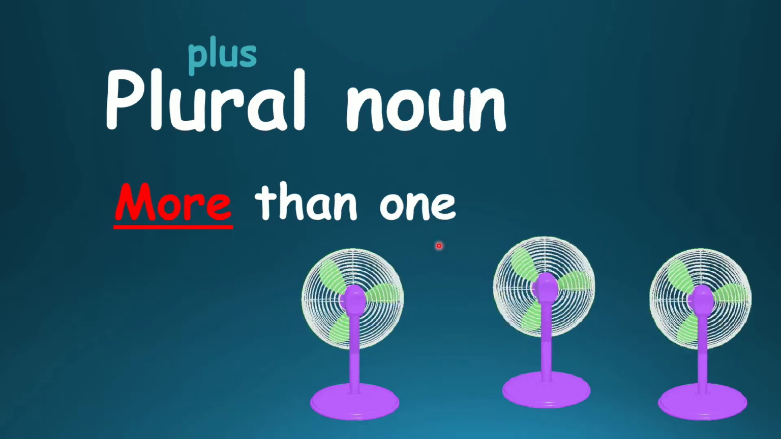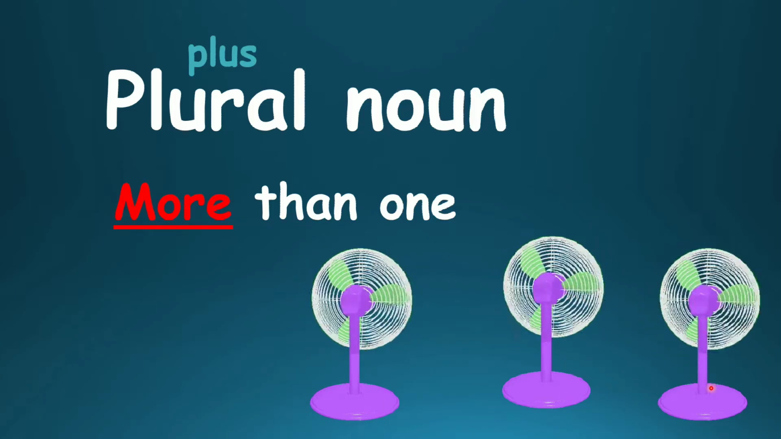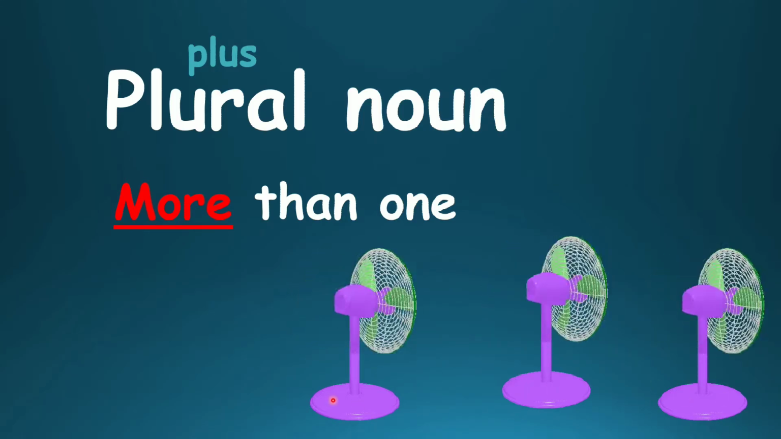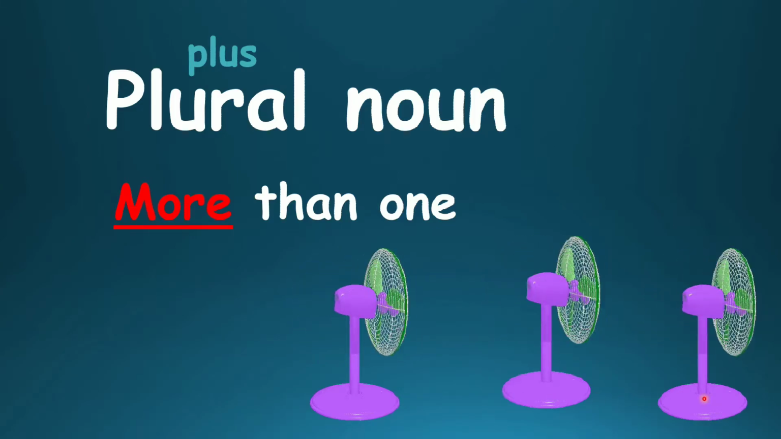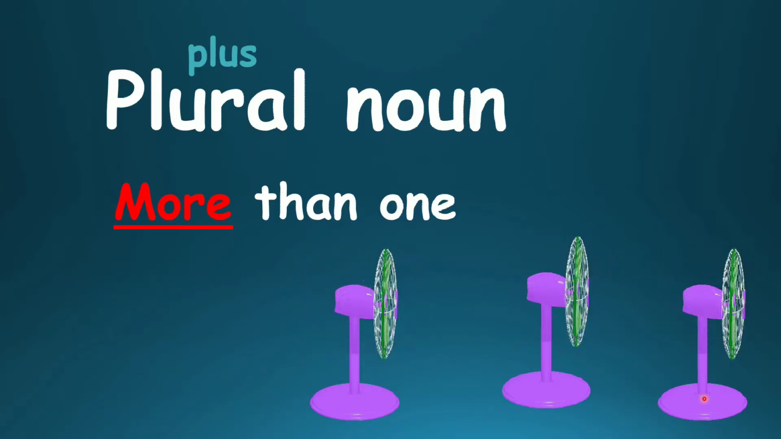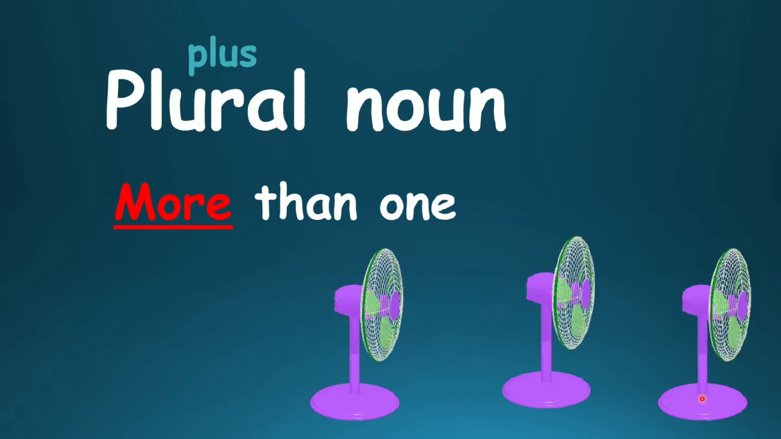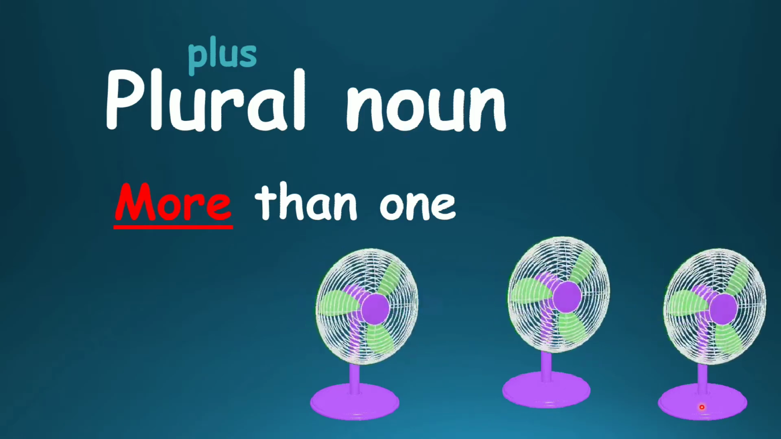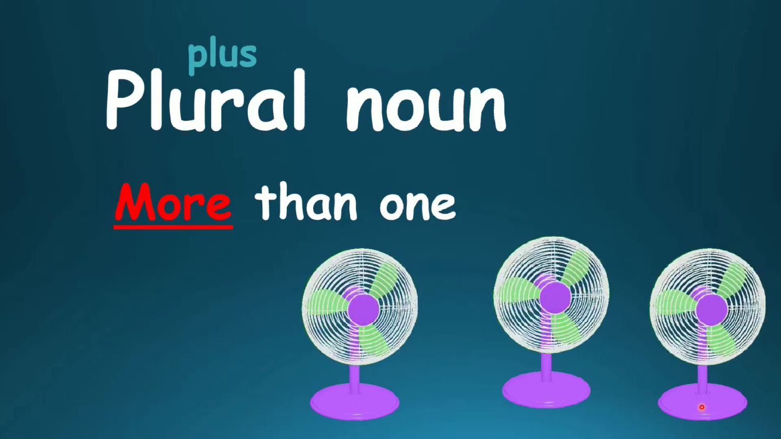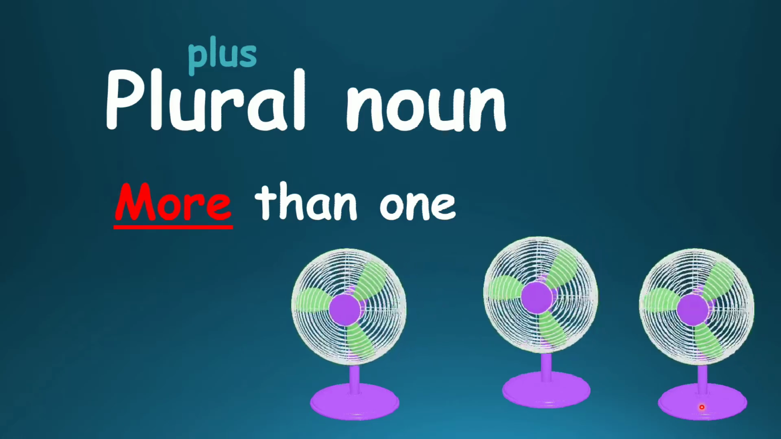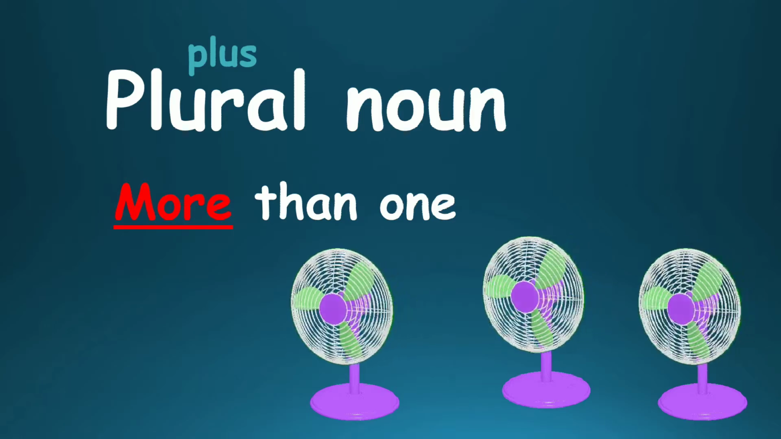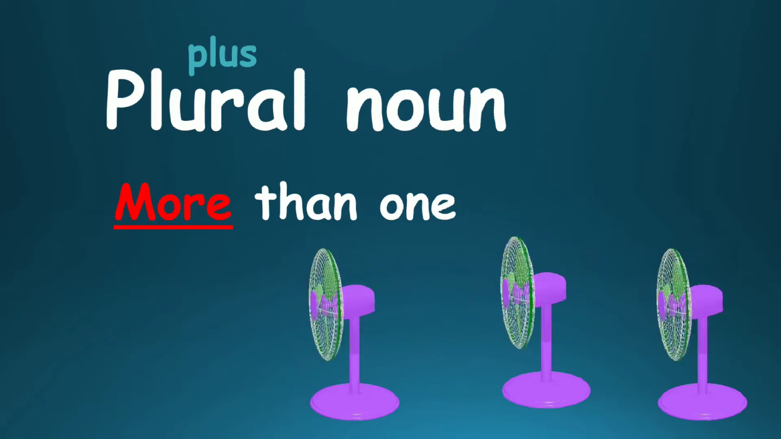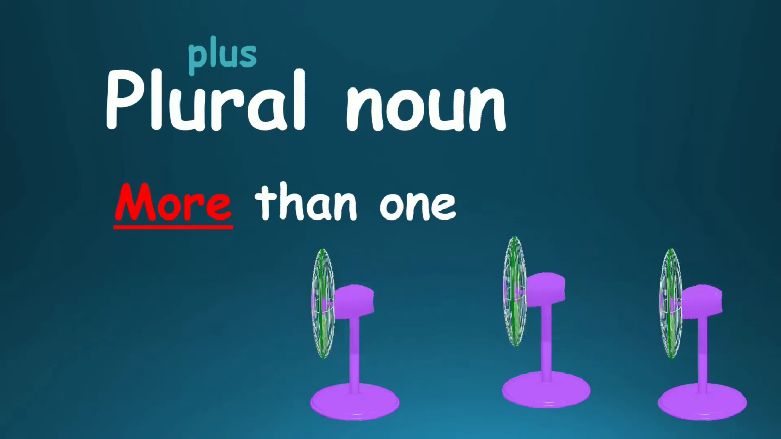For example, when we look at these pictures, are they one or are they more than one? Well, they are more than one. To be precise, they are three. That is 1, 2, 3. They are three, meaning they are more than one. Okay, so we said singular means one of something and plural means more than one. Let's proceed.